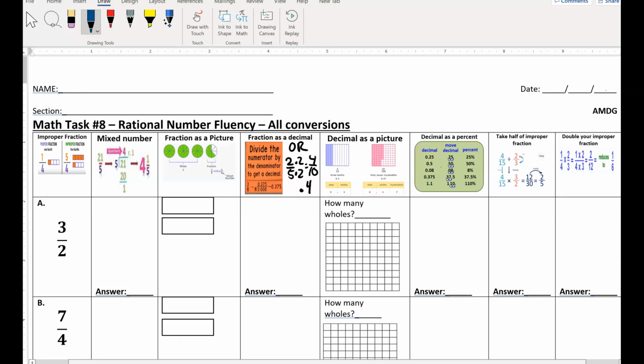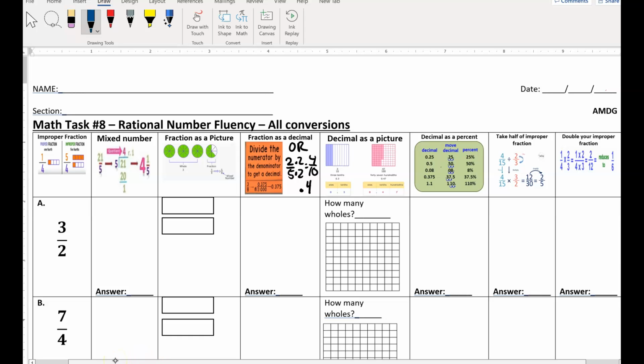So today we're going to continue to work with fractions, decimals, and percents and show how they are all equivalent or equal. So I'm going to give you an improper fraction to start. We're then going to change that improper fraction to a mixed number, draw it as a picture, change that mixed number into a decimal, draw that decimal as a picture, change that decimal into a percent, and then we're going to practice also taking half or dividing by 2 of that improper fraction, or doubling or multiplying by 2 of that fraction, so we can see what half and what double of our original number looks like.